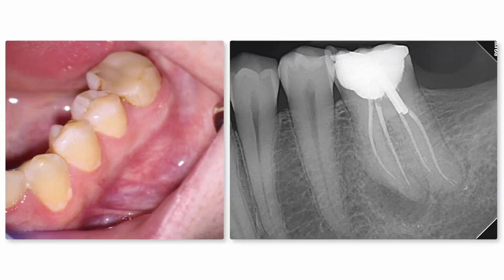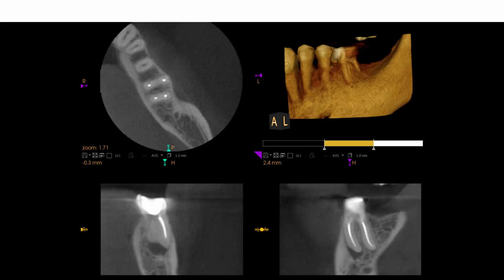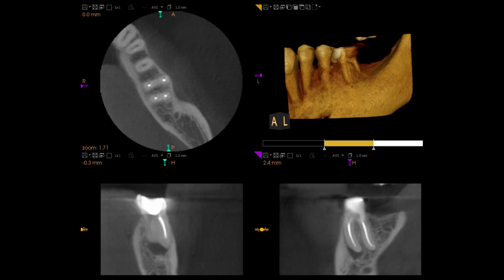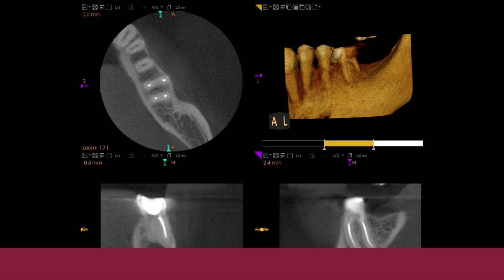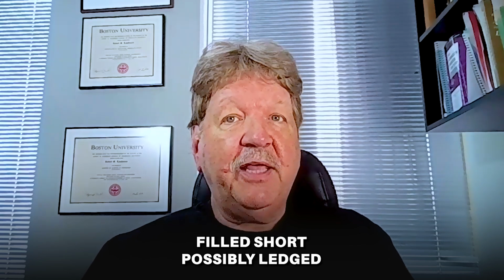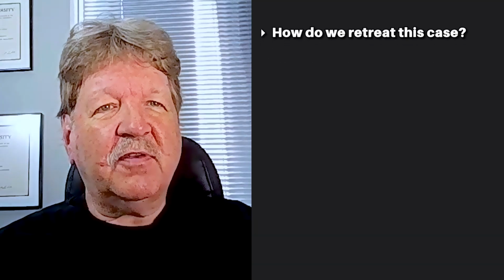The referring dentist wished to restore the tooth and noted a periapical finding associated with the mesial root. CBCT imaging confirmed the presence of a localized radiolucent finding associated with the mesial root, but the distal root looked normal periapically. The distal canals appeared to be filled short and possibly ledged. There was a post in one of the distal canals as well. So the question remains, how do we retreat this case?